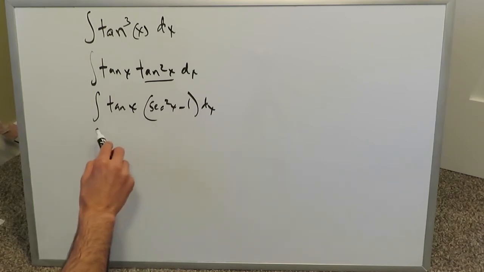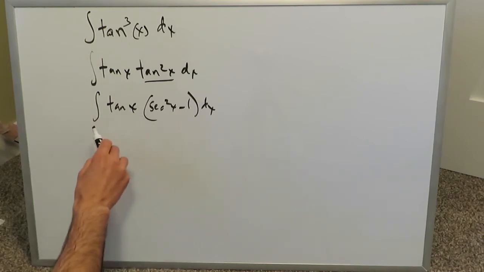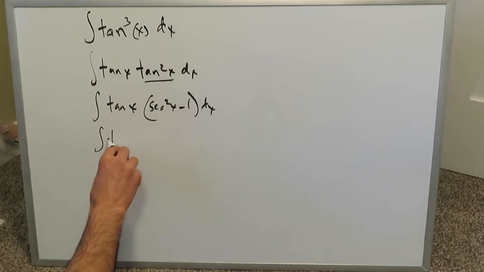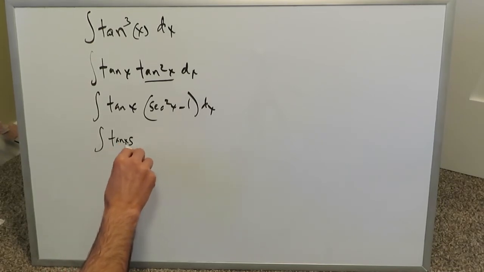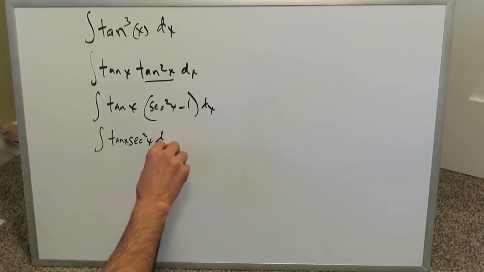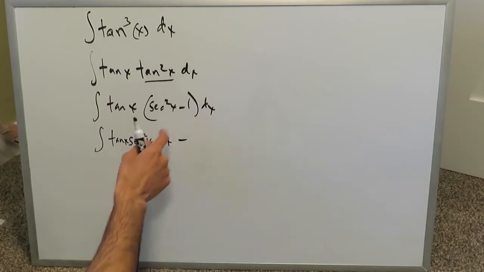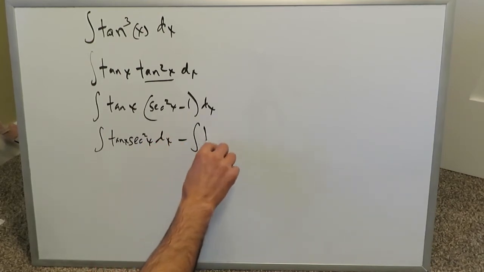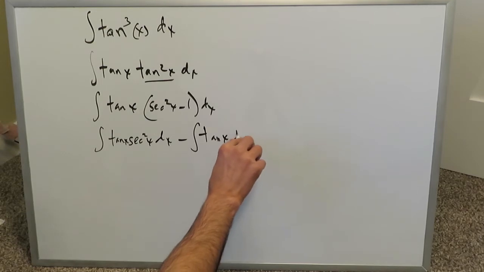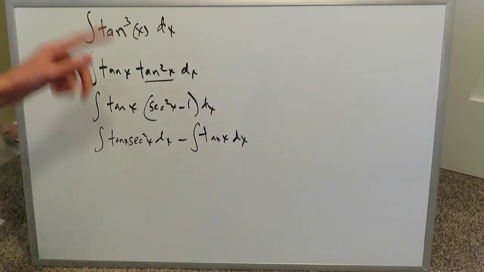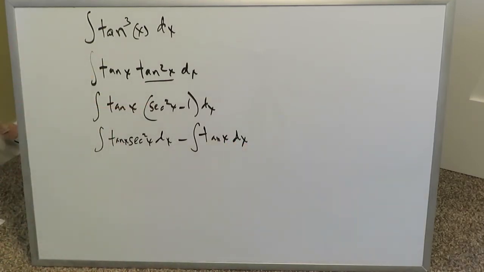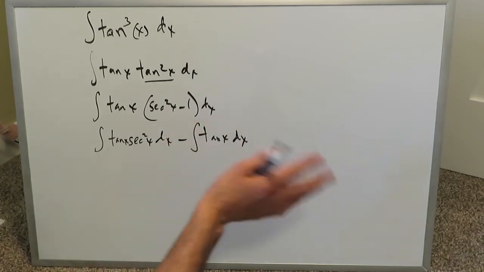Open this up and redistribute everything across its own integral sign. We'll have integral of tan x secant square x dx, and then redistributing across the minus sign, minus integral tan x dx. Remember, we're going from easy to hard. So this question is easy, the next one will be slightly harder, and then onwards.